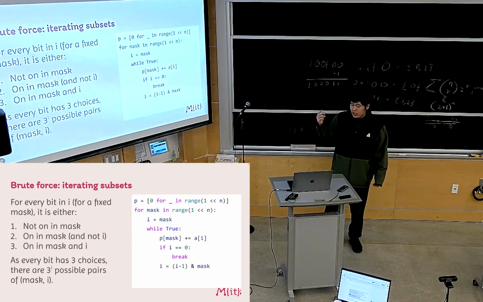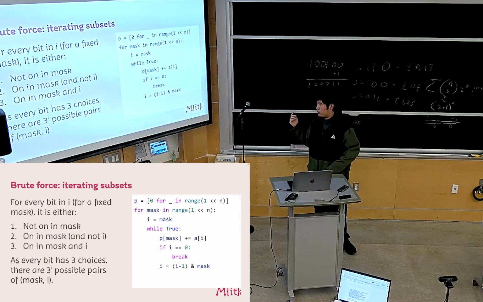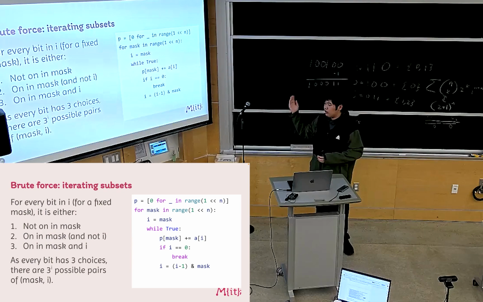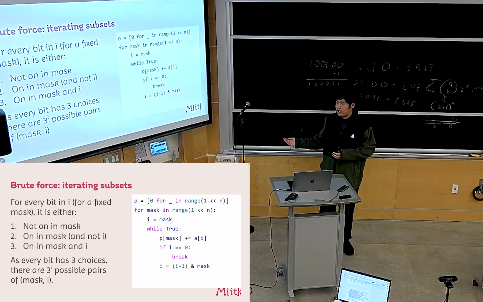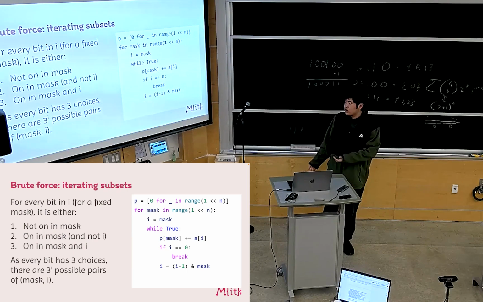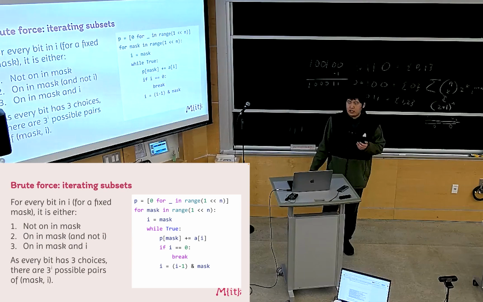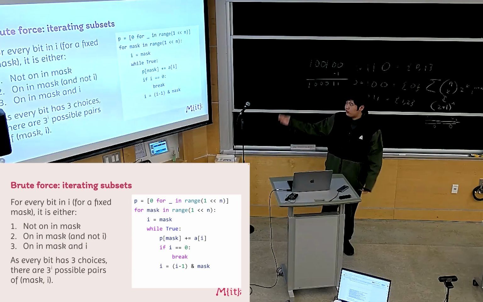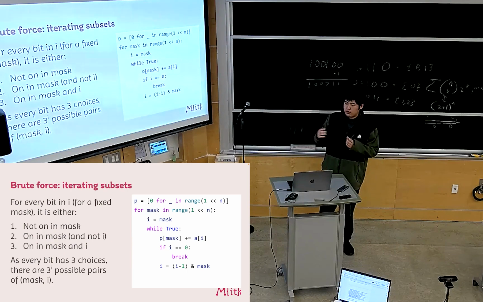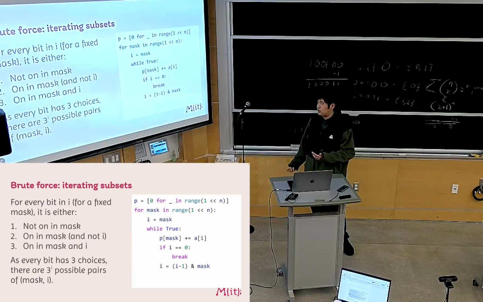Cool. So now we're in a bit of a pickle, because even if we iterate over all of the relevant masks, it's still 3 to the n. And the question for us now is, can we improve on this? To improve on this, we'd have to not even be able to iterate over all of the masks.